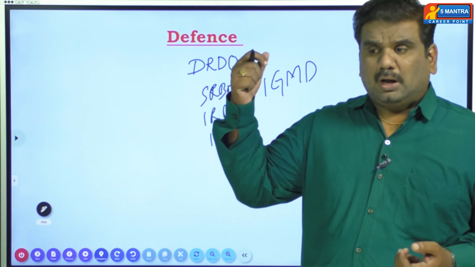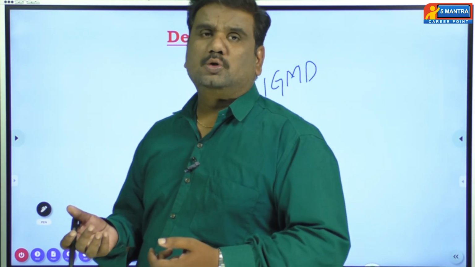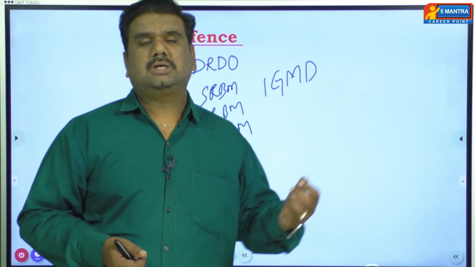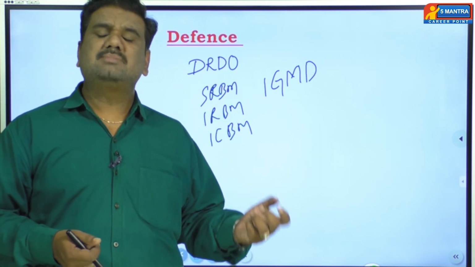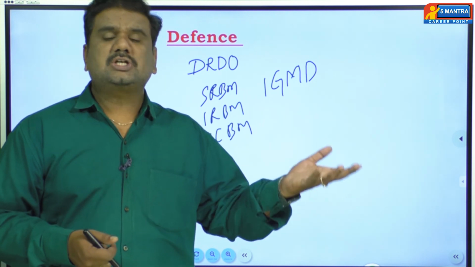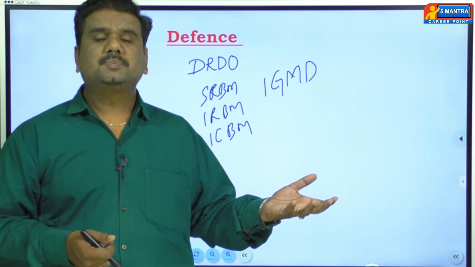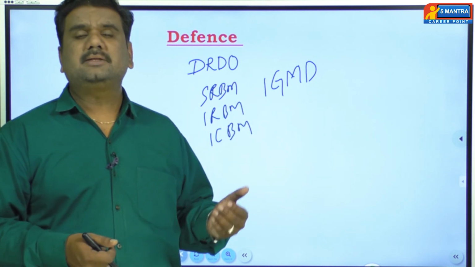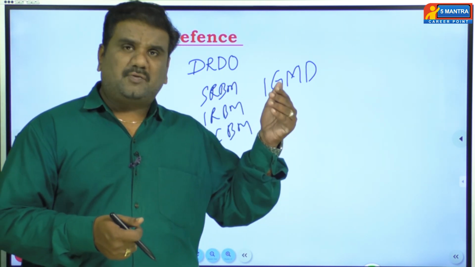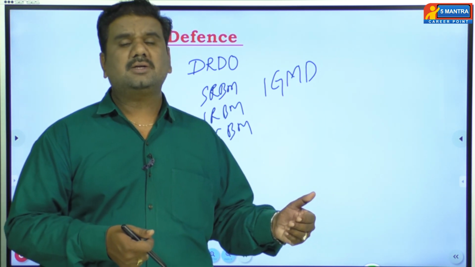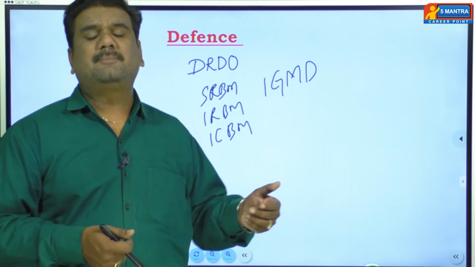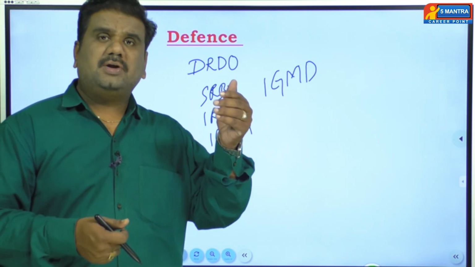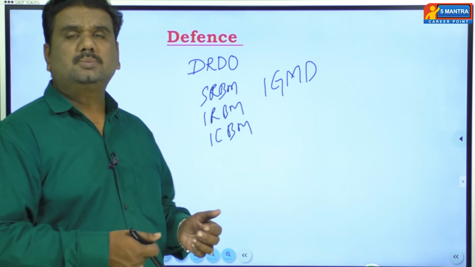For the development of BrahMos, India is working along with which country? BrahMos is named after 2 different rivers. What are those 2 rivers? At the same time, you're talking about the Rafale fighter planes. You need to talk about the fighter planes that have been designed and developed by Hindustan Aeronautics Limited. What are the different radars that have been developed by DRDO?